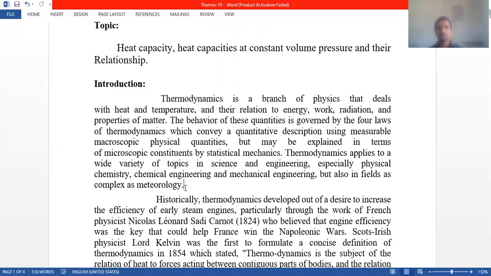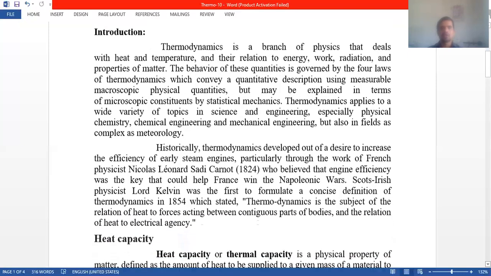This thermodynamic topic applies to a wide variety of fields in science and engineering, especially physical chemistry, chemical engineering, and mechanical engineering.